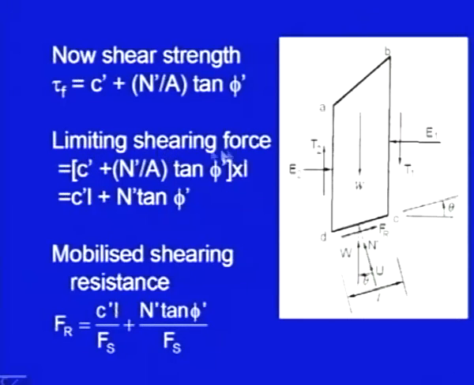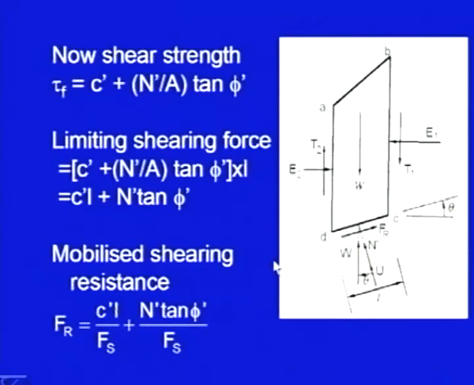The limiting shear force from this you can get by multiplying it by area. So, C dash plus N dash upon A tan phi dash into area, which is L into 1. Let us say the length of this base is L, and perpendicular to the plane of paper we are taking 1 unit dimension. So, limiting force will be C dash L plus, A cancels out, N dash tan phi dash.